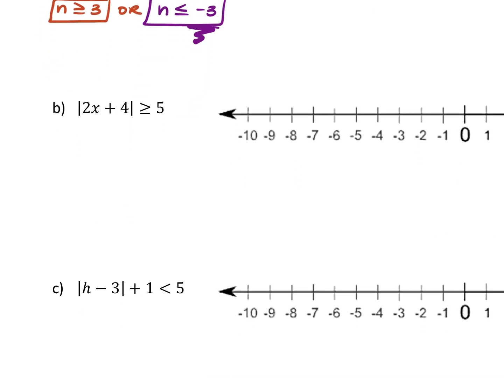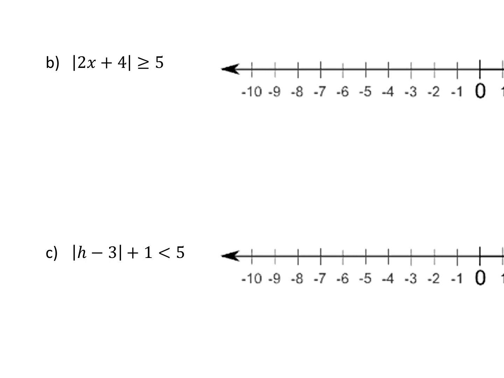Okay, letter B. Is this an and or an or problem? Or, greater, right? This is an or problem. So we're going to say 2x plus 4 is greater than or equal to 5. You write it exactly how you see it. What's your other inequality? 2x plus 4 is less than or equal to negative 5. Okay? If you can do that part, the rest is simple. The rest is algebra, just basic solving inequalities. That stuff you guys know. So take your time, set it up right, and then solve.